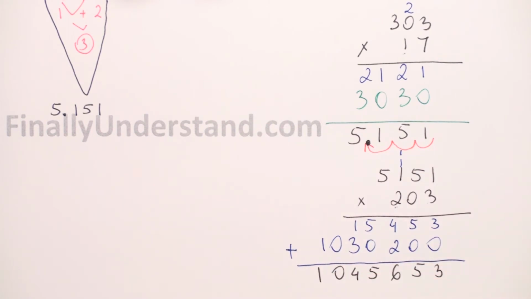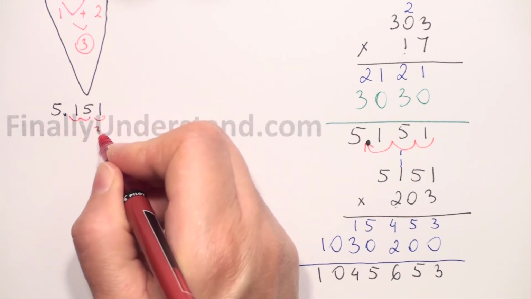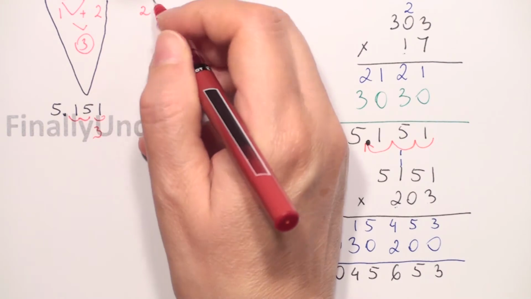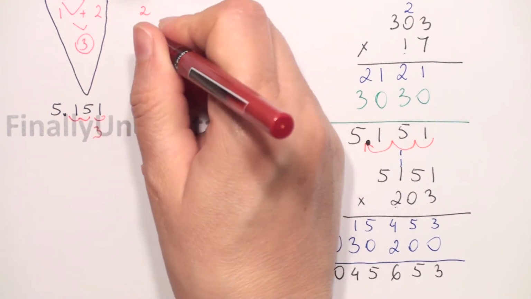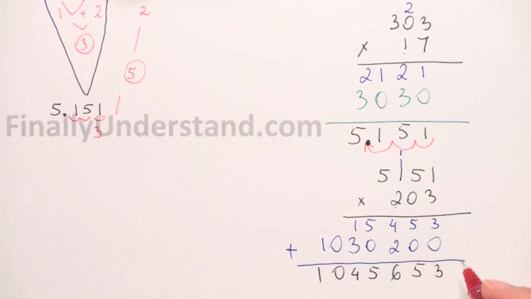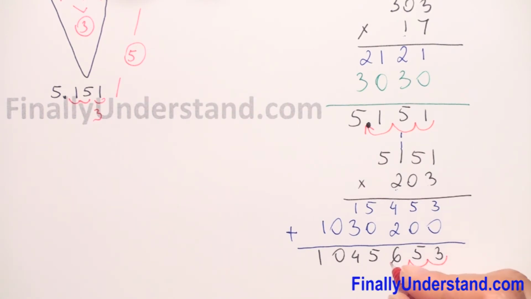And now we have to check decimal places. In our first factor, we have 3 digits after the decimal point, so we have 3 decimal places. In the second factor, we have 2 decimal places. 3 plus 2 is 5, so we need 5 decimal places in our product. We count from the last digits, from right to left. 1, 2, 3, 4, 5. So the decimal point will be between 0 and 4.